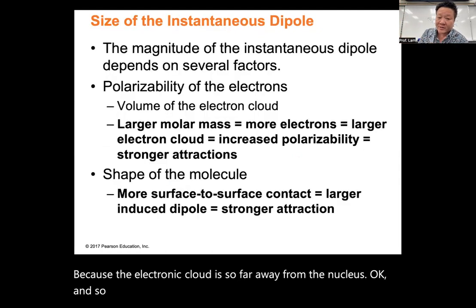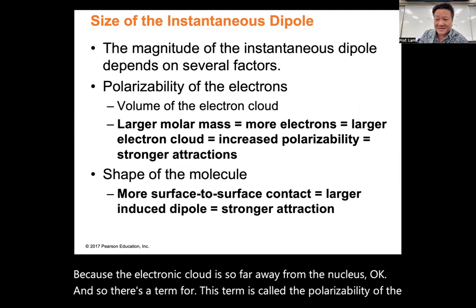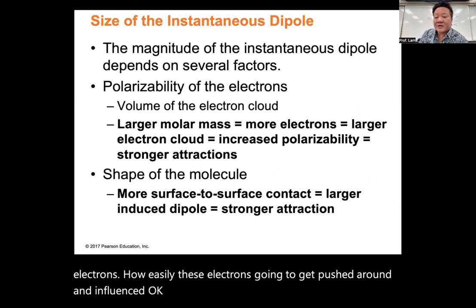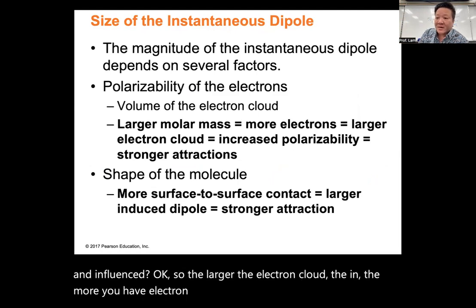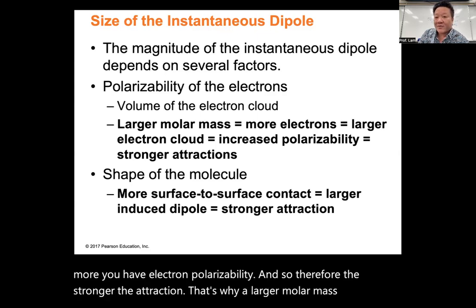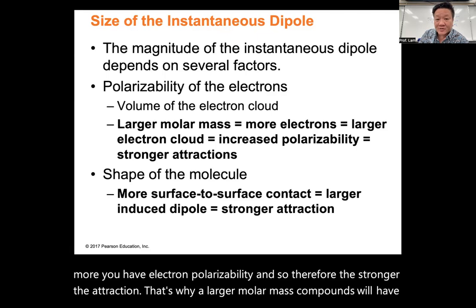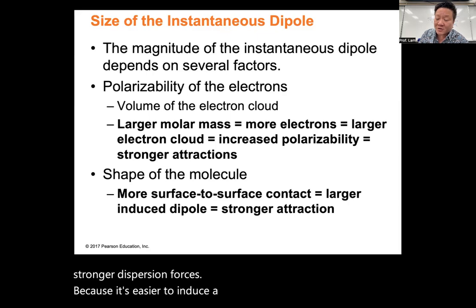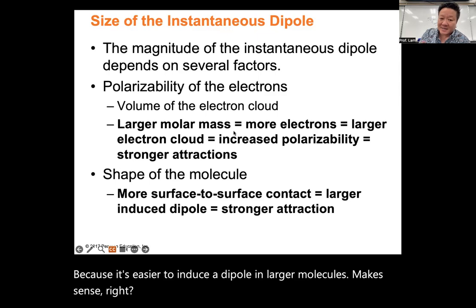And so there's a term for this. This term is called the polarizability of the electrons. How easily these electrons can get pushed around and influenced, okay? So the larger the electron cloud, the more electron polarizability, and therefore the stronger the attraction. That's why larger molar mass compounds will have stronger dispersion forces, because it's easier to induce a dipole in larger molecules. Makes sense, right? So that's size, one thing, right?